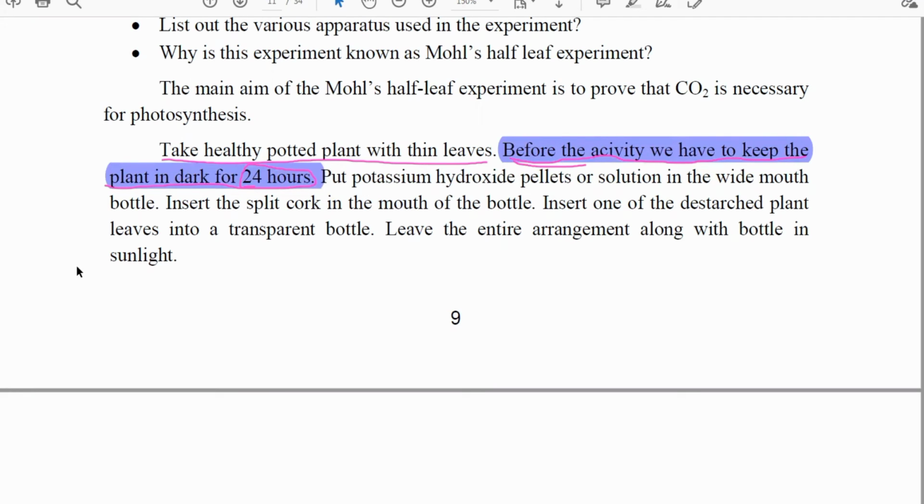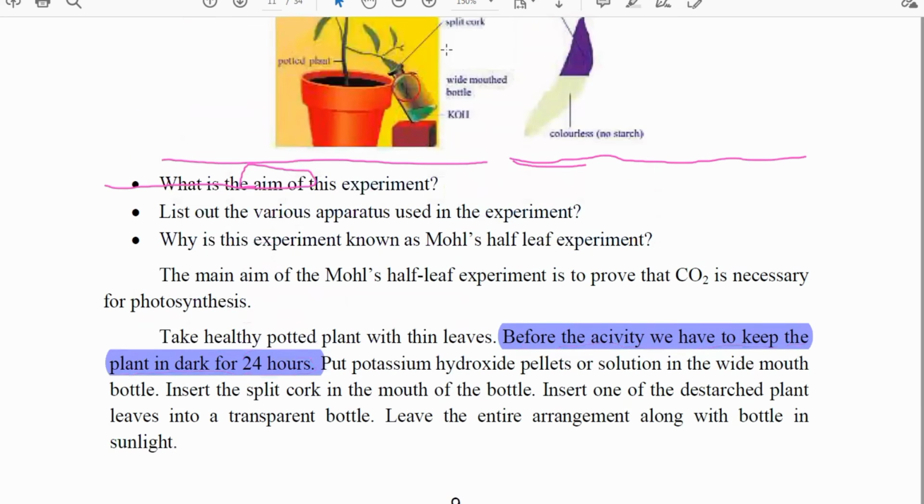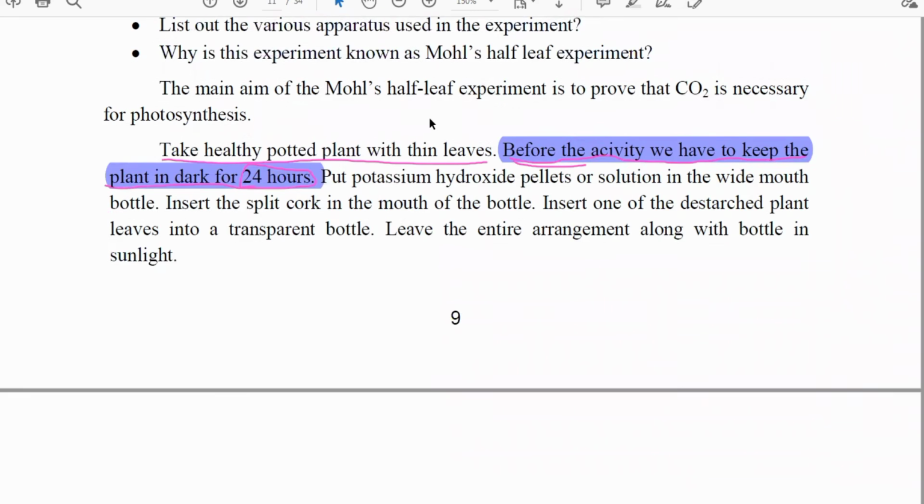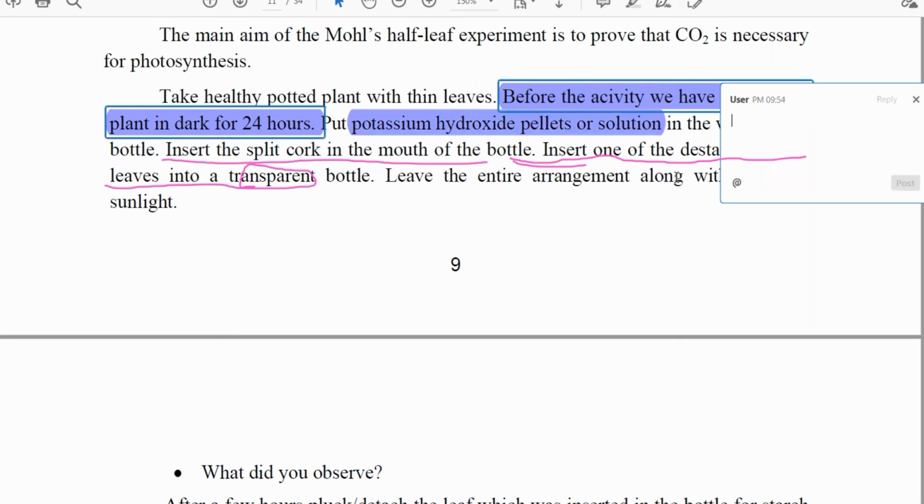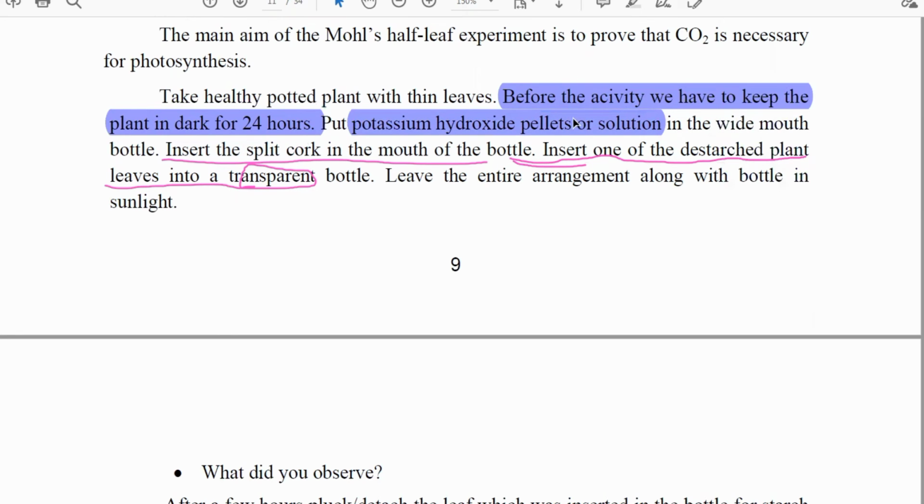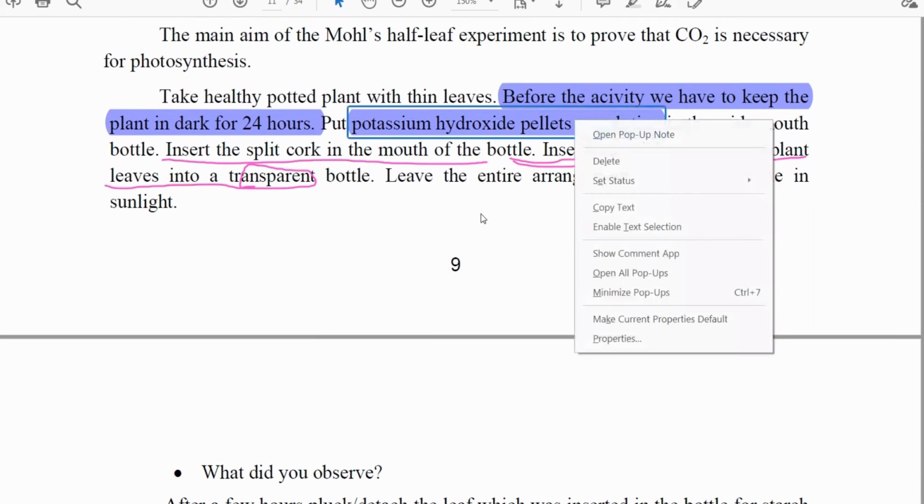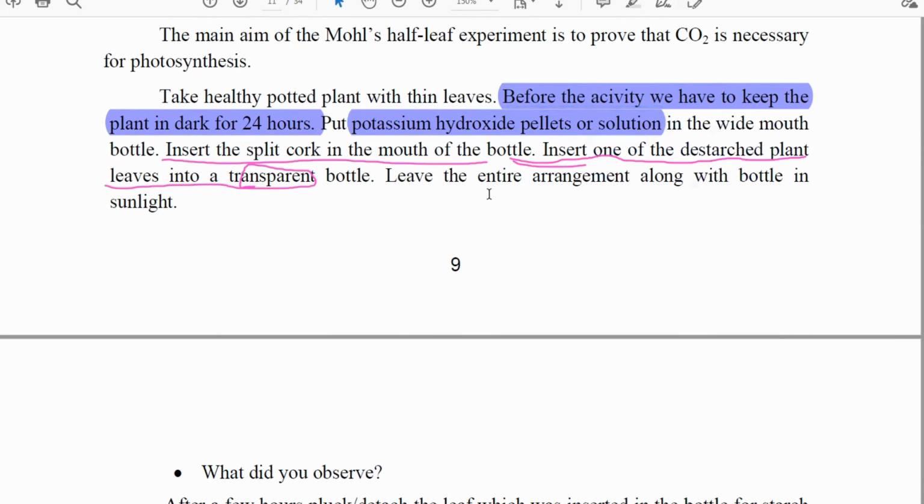Already in this picture we have seen KOH in the above picture. So why do we add the potassium hydroxide pellets or solution? Because it removes whatever CO2 is present in the bottle.